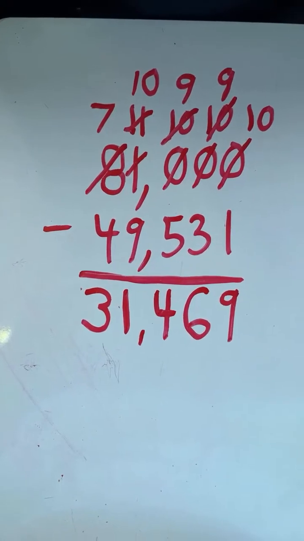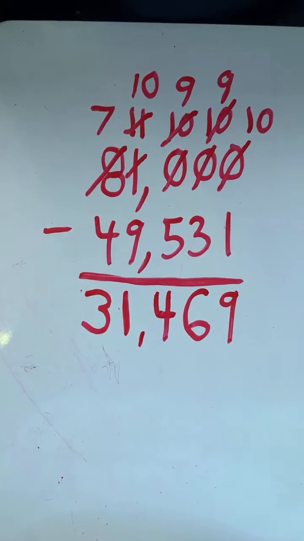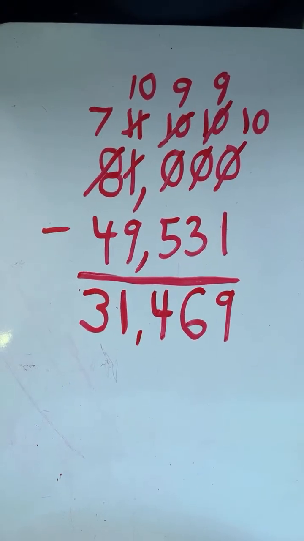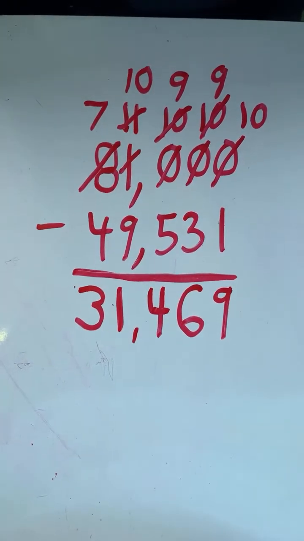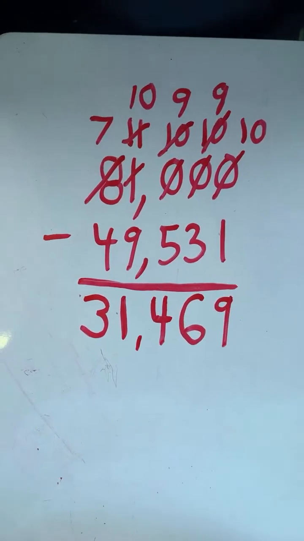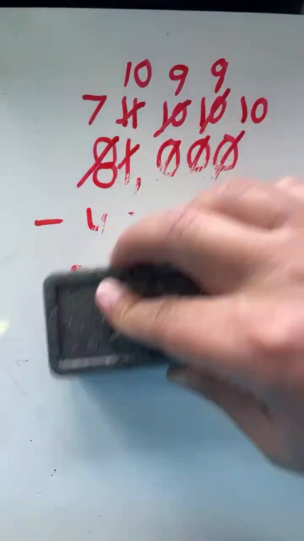Anyways, we have our final answer here. 81,000 minus 49,531 equals 31,469. All right, moving on to example number 3.